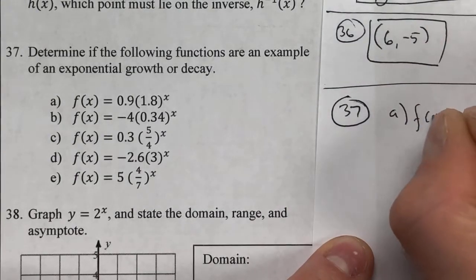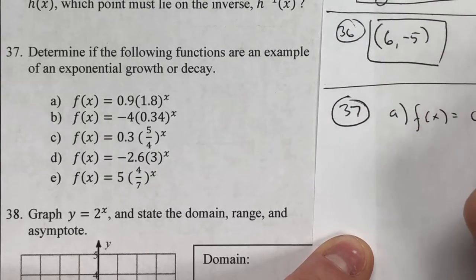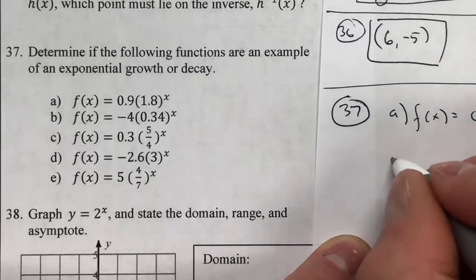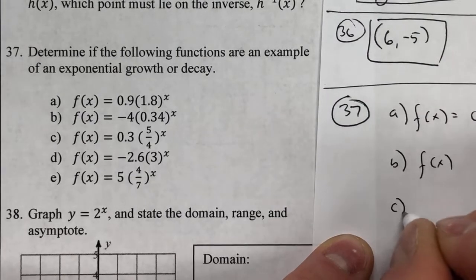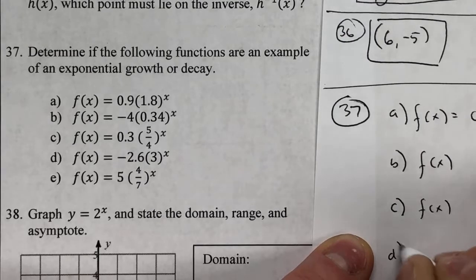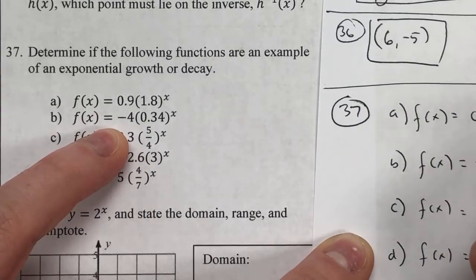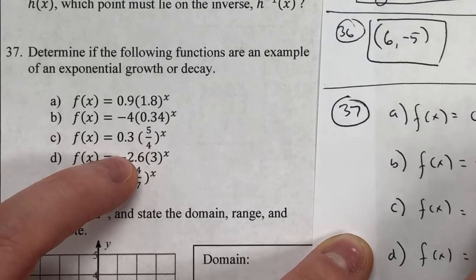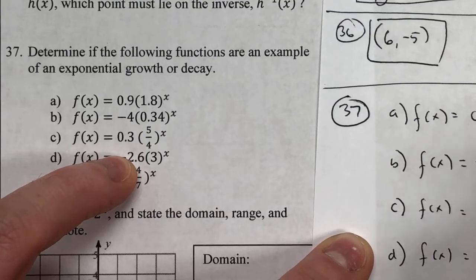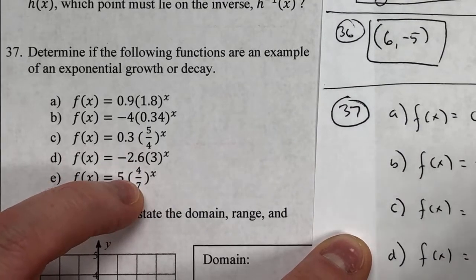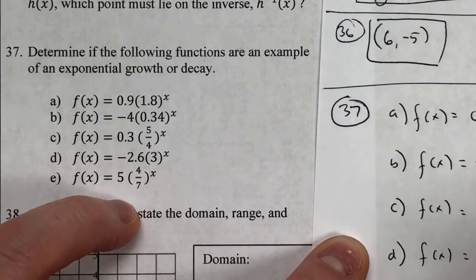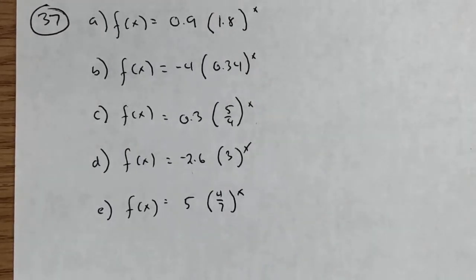So for A, I have that. For B, C, D, E, and E. Okay, so we're looking for exponential growth or decay, which highlights one thing that we're looking for.